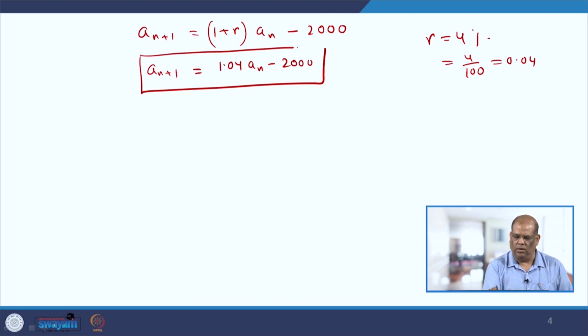So, this is the model which you get for this particular scenario. Now, to get the initial deposit, what you have to do is, you are withdrawing 2,000 every year, and if there is no change from one generation to another generation, that is from one year to another year, then what you get is the equilibrium solution.